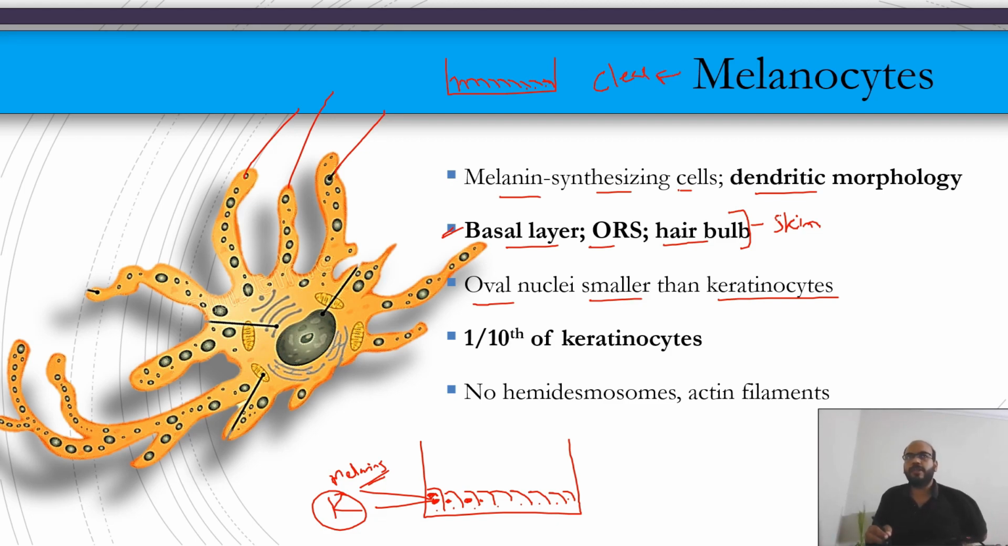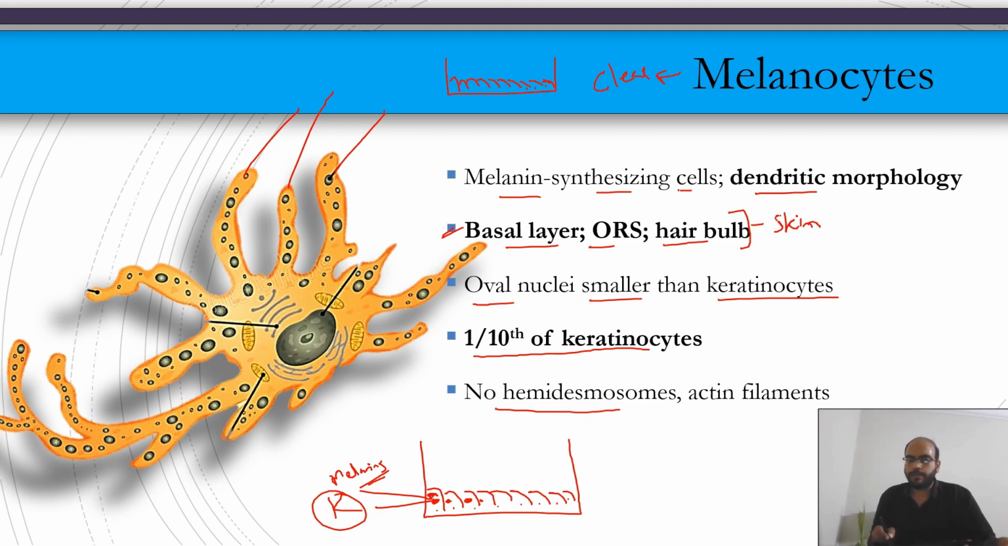You should be very well trained in analyzing H&E slides. You won't see them very clearly, and you might not be able to appreciate the dendritic morphology. But remember, if you're seeing clumped melanin inside a cell, you're most likely looking at a basal keratinocyte, not a melanocyte. The number is roughly 1/10 of keratinocytes. That means if n is the number of keratinocytes, for melanocytes it is n by 10. For every 10 keratinocytes, you have one melanocyte.